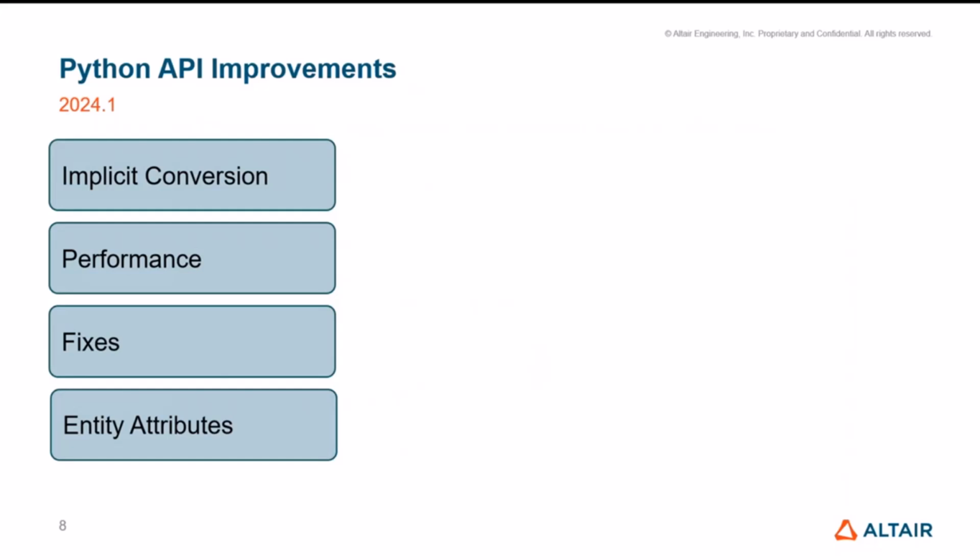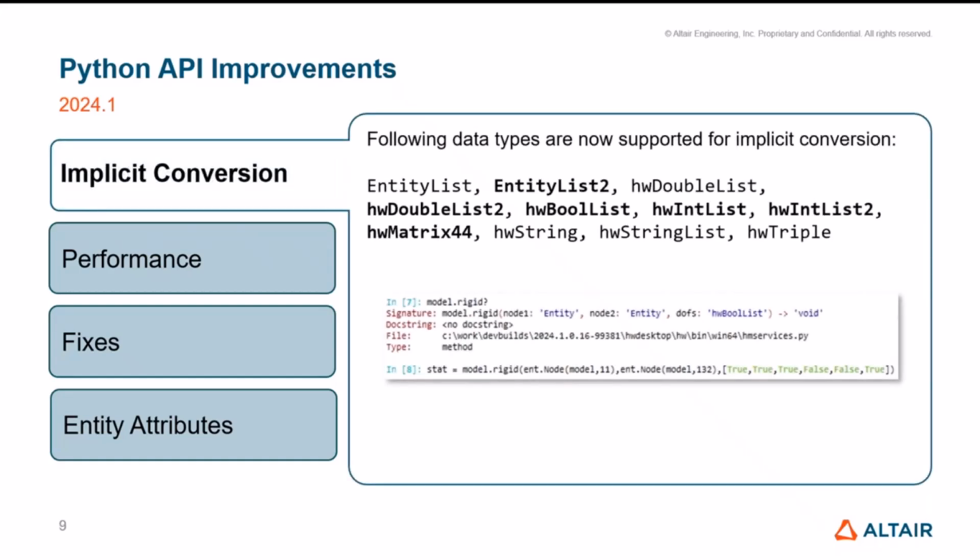Moving on, there are a handful of things that I cherry-picked and wanted to show today in terms of the improvements on the Python API layer. So let's have a look at them one by one. First of all, I wanted to mention the implicit conversion. If you have used Python API in version 2024.0, you will be familiar with this concept, but let me introduce it to everyone so we are all on the same page.